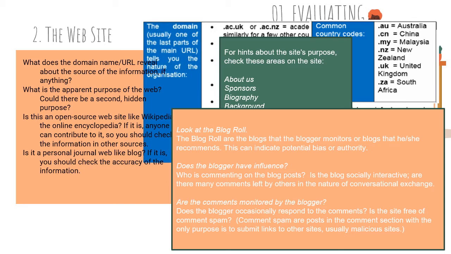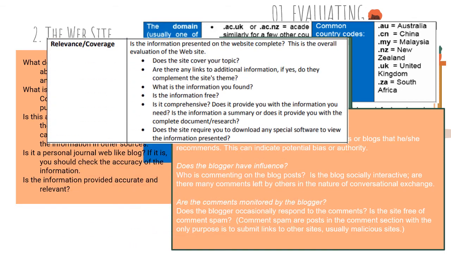So comment spams are posts in the comment section with the only purpose to submit links to other sites, usually malicious sites. And the last is, is the information provided accurate and relevant? So what is the difference between accuracy and relevancy? Relevance is related to the coverage. You can ask this question when assessing a web.